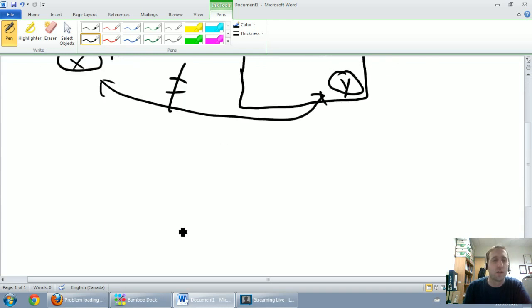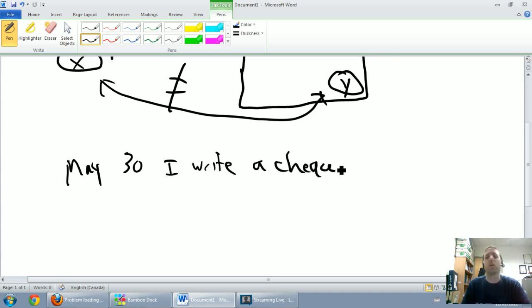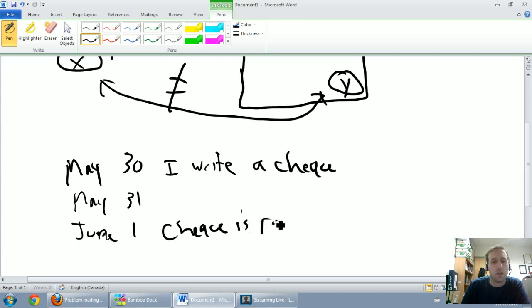So on May 30th, I write a check and I pay my utilities bill. So my hydro company or my utilities company sends me a bill. On May 30th, I get an envelope, a stamp, I lick the stamp, I lick the envelope, I put a check in the mail to pay the utilities bill. May 31st, the check gets delivered. June 1st, the check is received. And on June 2nd, they deposit the check.